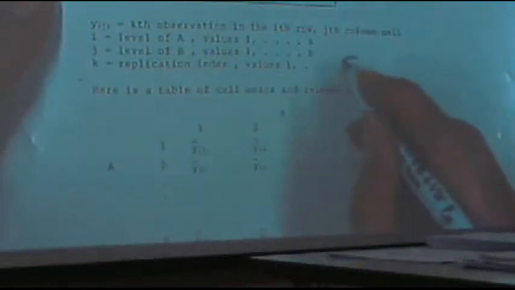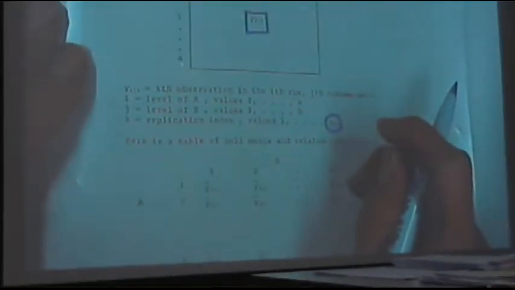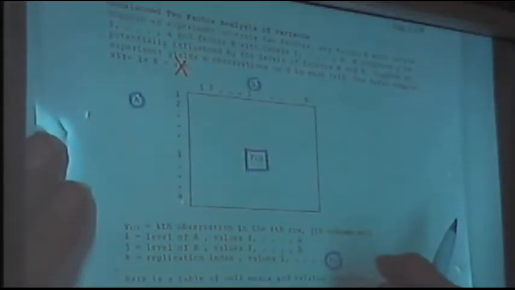cell is Nij. In other words, they don't all have to be the same. We can have differing sample sizes in the cells. So that's what we mean by saying unbalanced.